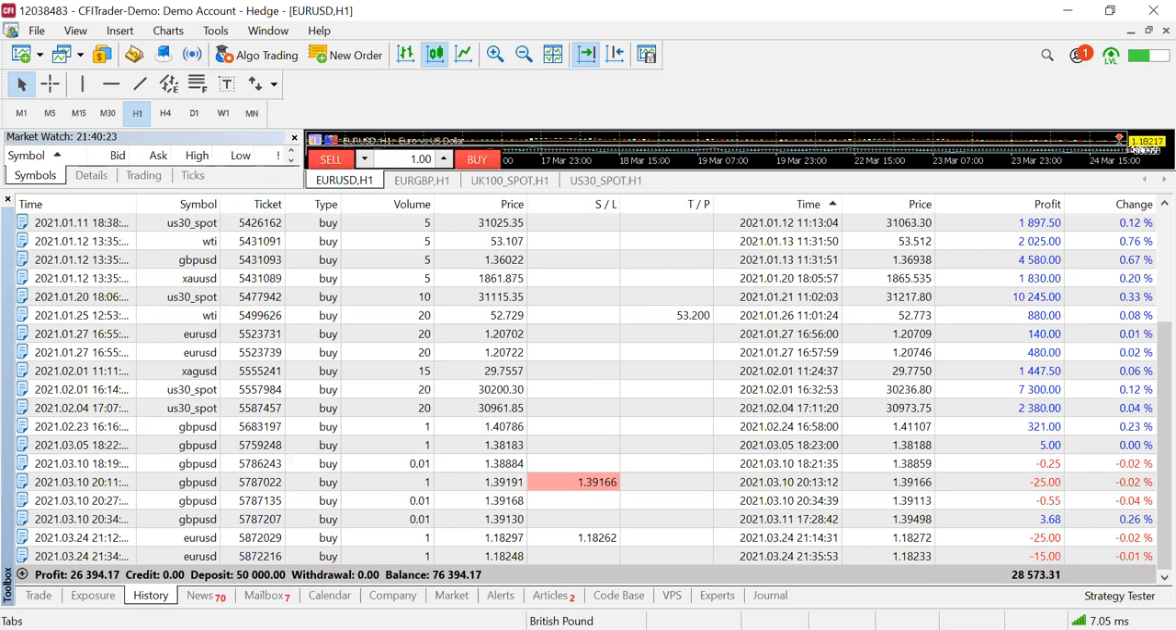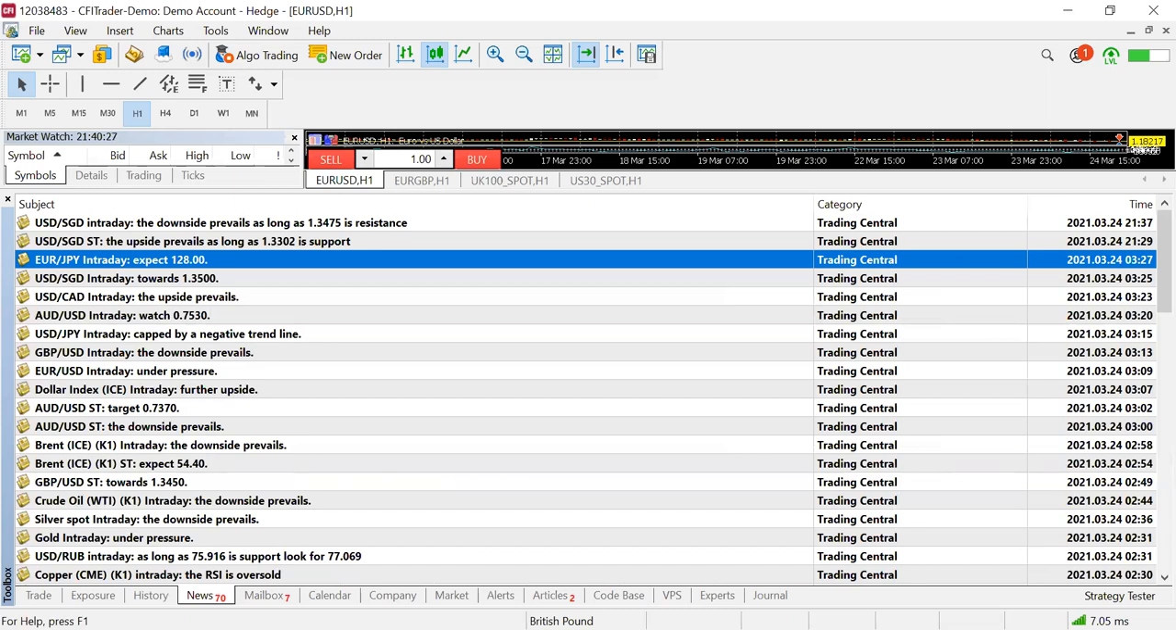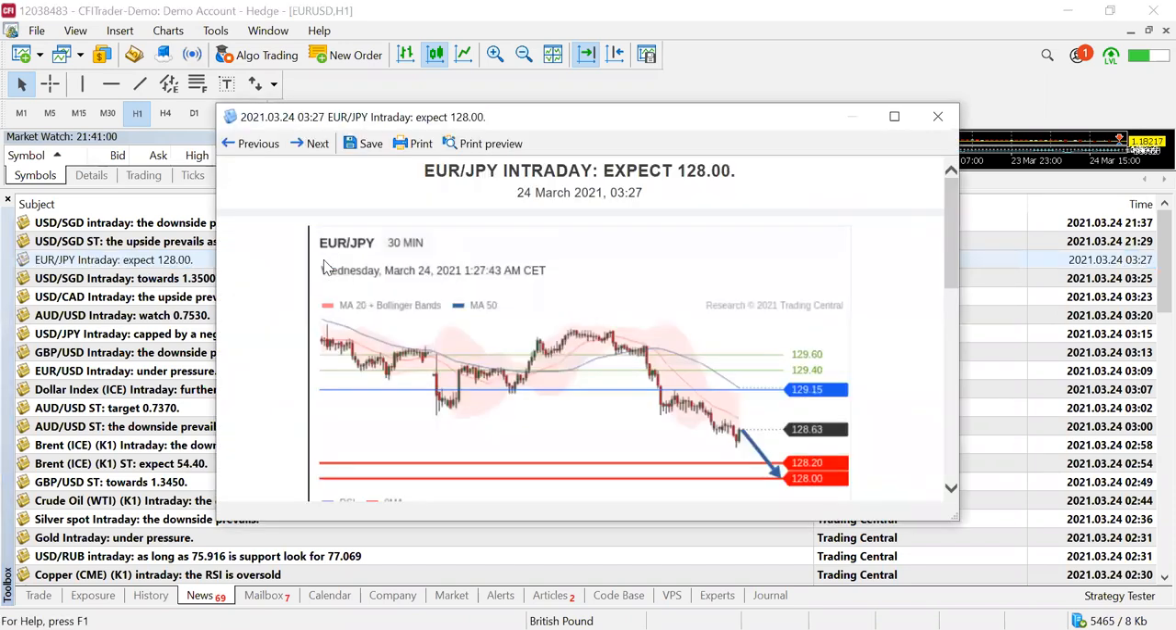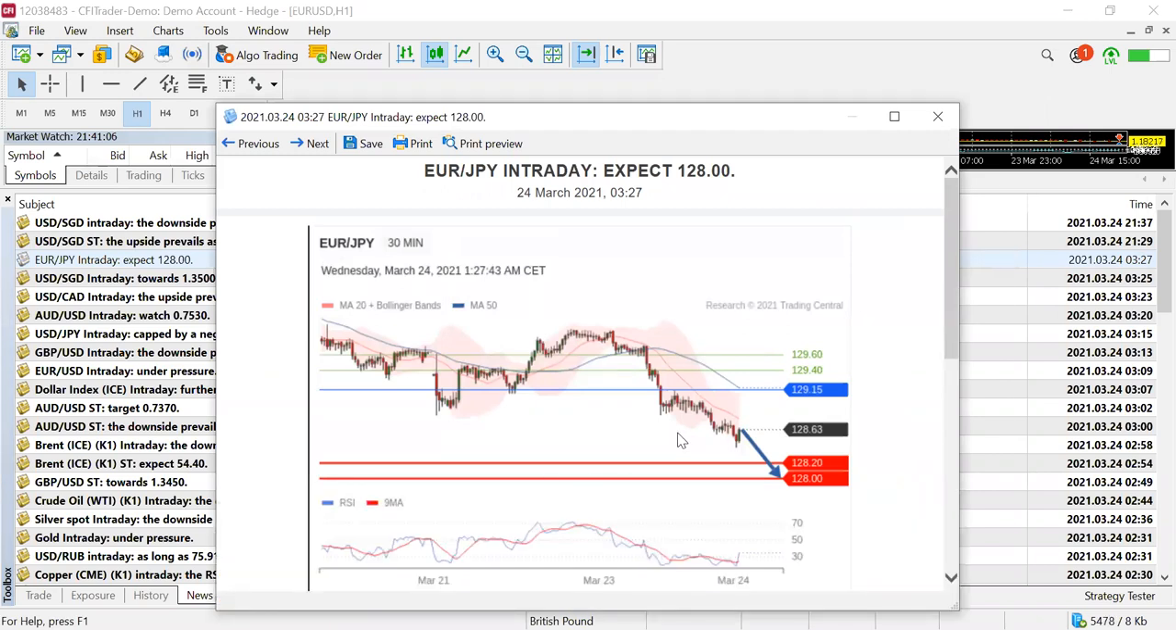And then the next tab is basically the new tab, which is something new that we have here at CFI. We have a trading tool that we provide for free to our clients, called Trading Central. In here, you have the news feed of everything that is happening at the moment. If you're interested in something, say the euro and the Japanese yen, just double click, and you have all the analysis for that particular instrument, okay?